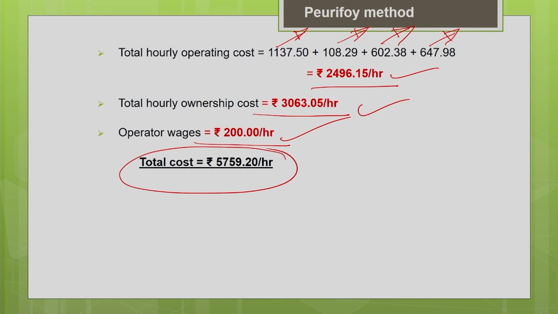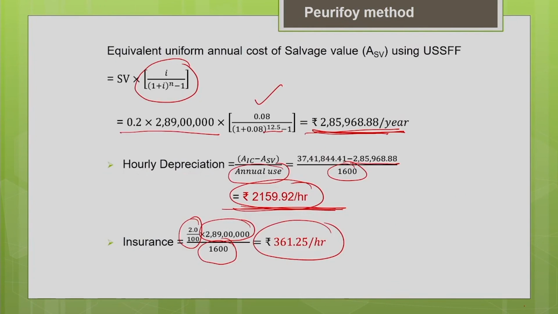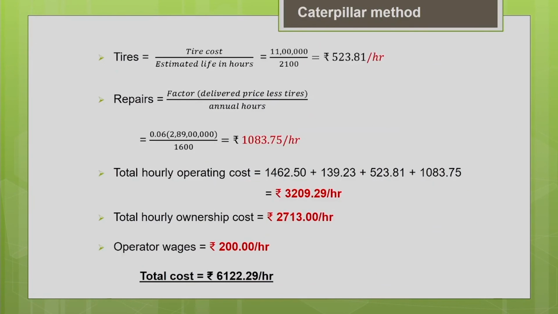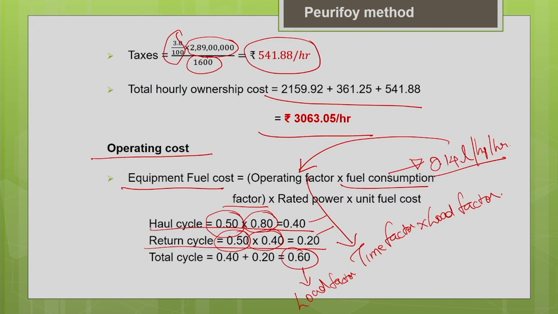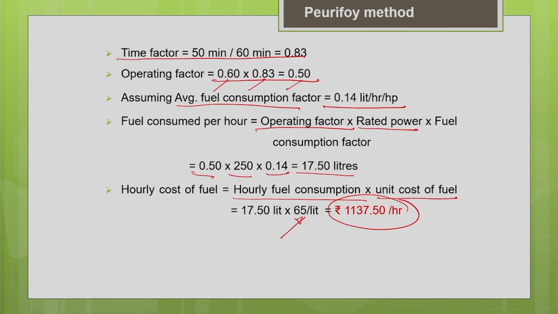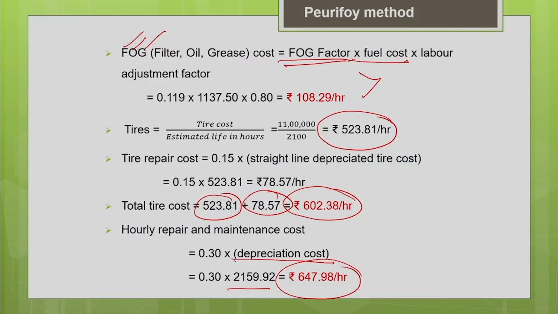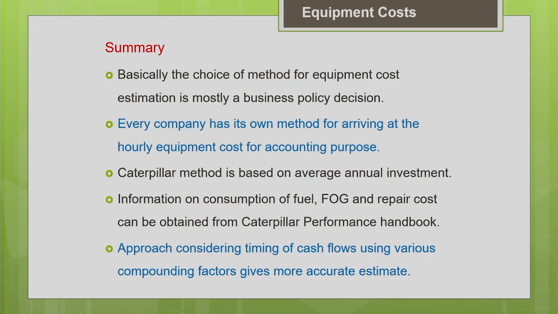Okay. So using the time value approach, we have derived the value as 5759.2. So earlier in the Caterpillar method, I think the assumptions were different and the value derived was 6122.29. So which method we are going to use for our particular company for the cost accounting purpose is totally a business policy. Okay, it's totally left to the company. There is no constraint on any company owner or the project estimator that we have to follow only this particular method to estimate the equipment cost.